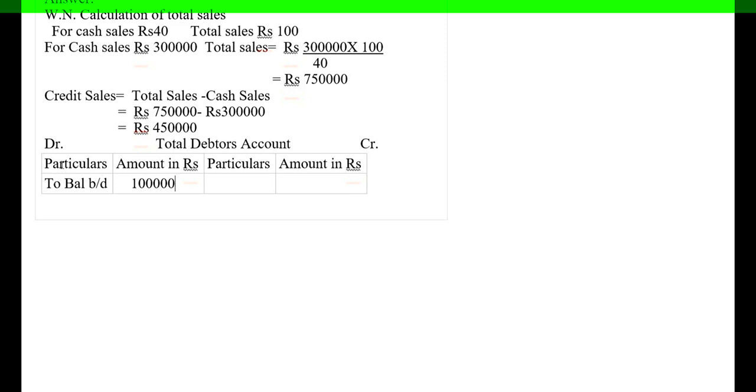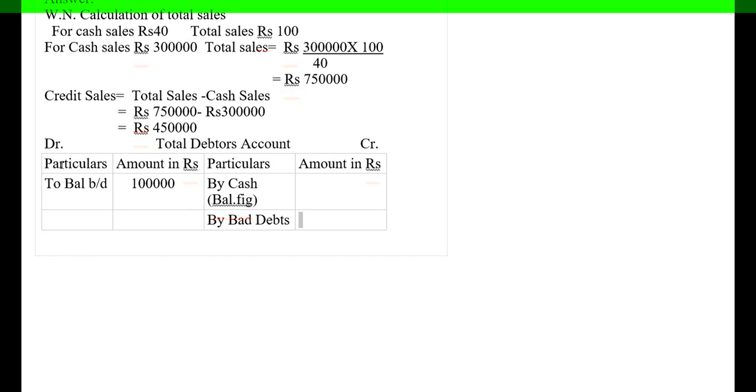So we need to find out how much is the cash received from debtors here. So let us write down here, by cash, in the bracket we'll write down balancing figure. Why is it called a balancing figure? Because unless we get this amount here, it will not get tallied here. Then the next one, bad debts written off. When the bad debts are written off, the entry will be bad debts account debit to total debtors. So total debtors is credited by bad debts, which comes to rupees 5,000 here.